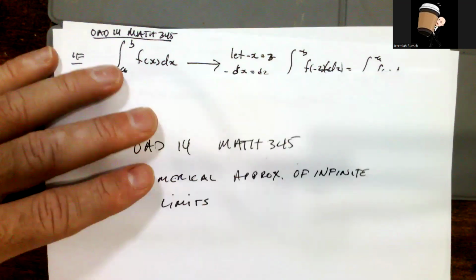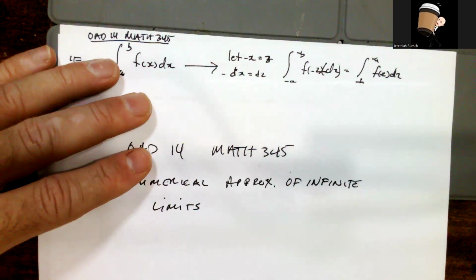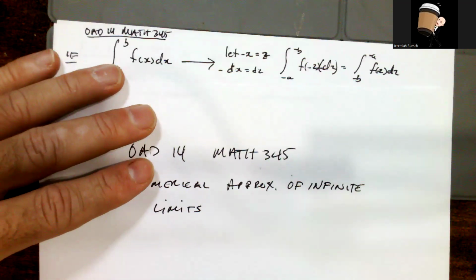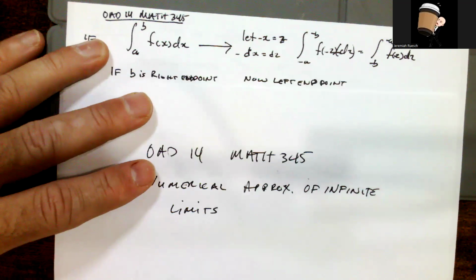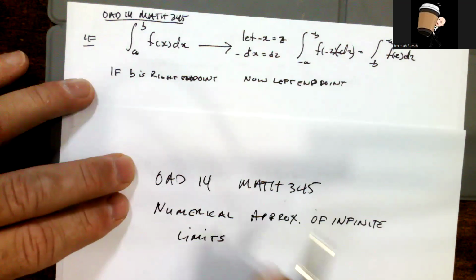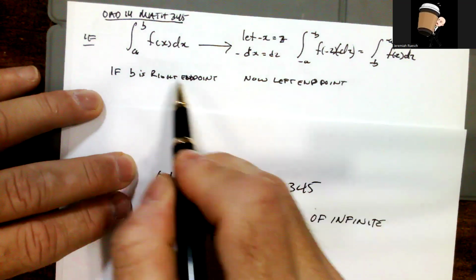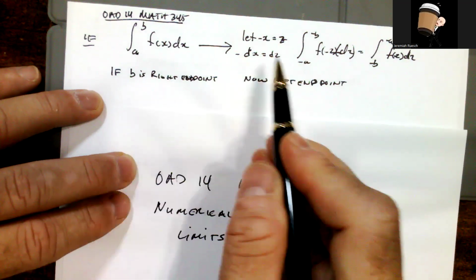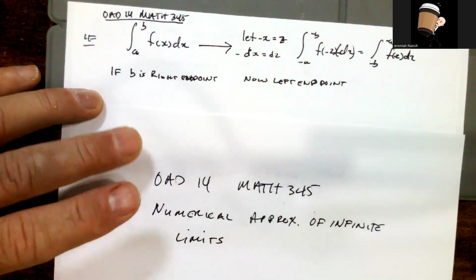So this is the first case, when the right endpoint becomes unbounded. How do you handle that? You make a change of variables, reducing it to the left endpoint, and then proceed as we did in the previous one, which is what I was summarizing here. If it's the right one, make the substitution, and then it becomes a left one.